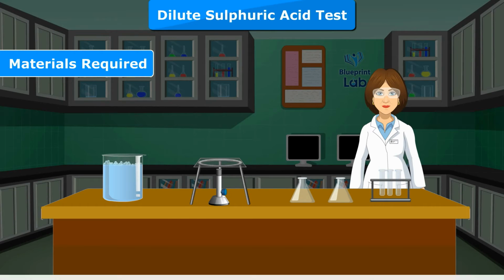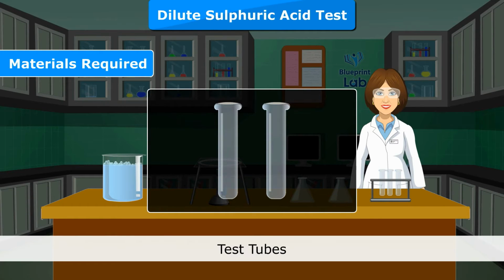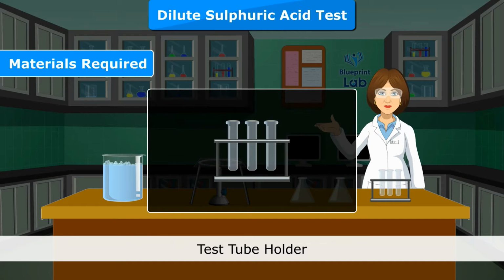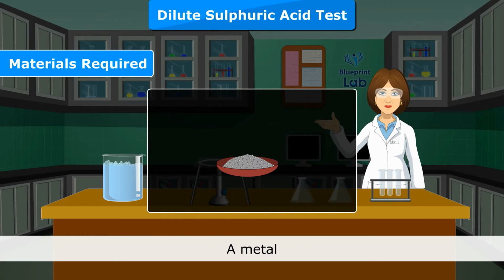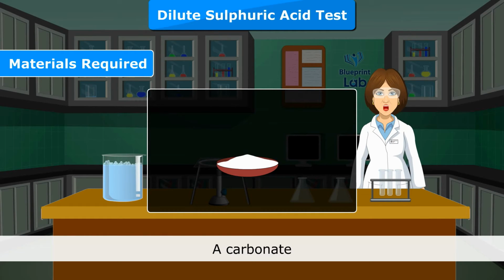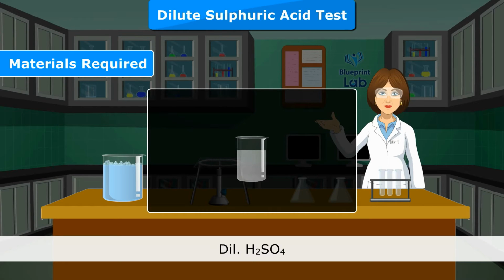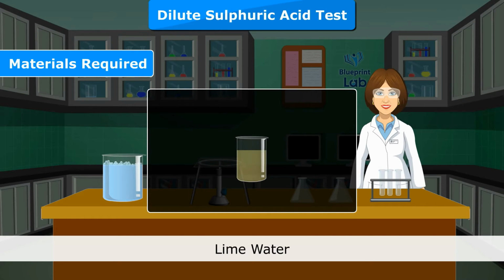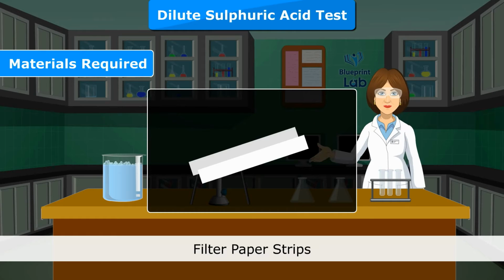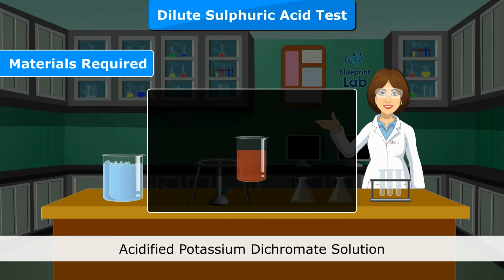Make observations, identify the gas evolved, and make inferences. Materials required: test tubes, test tube holder, given substance (a metal, a carbonate, a sulfide, or a sulfite), dilute H2SO4, lime water, lead acetate solution, filter paper strips, and acidified potassium dichromate solution.